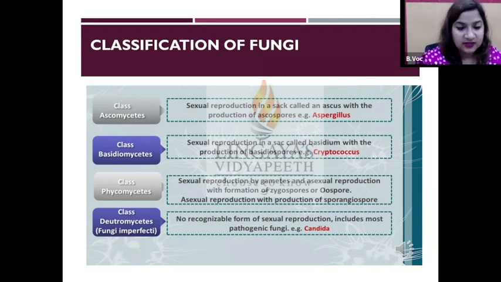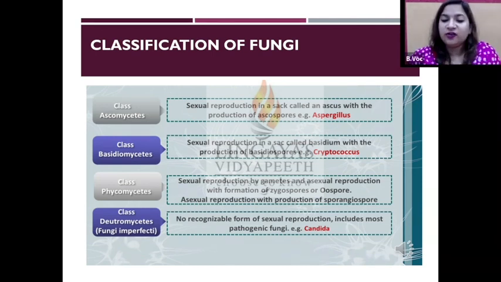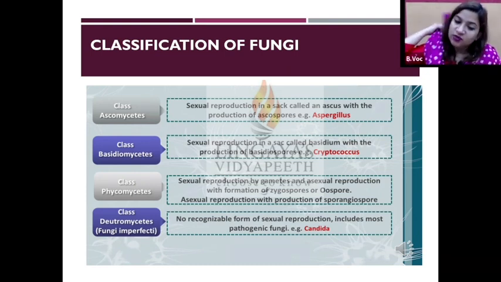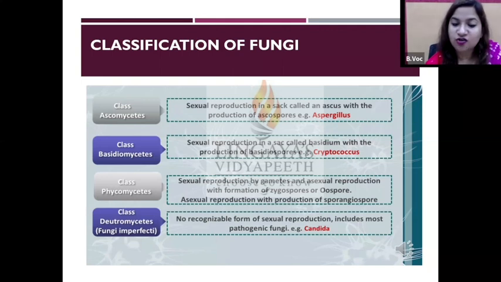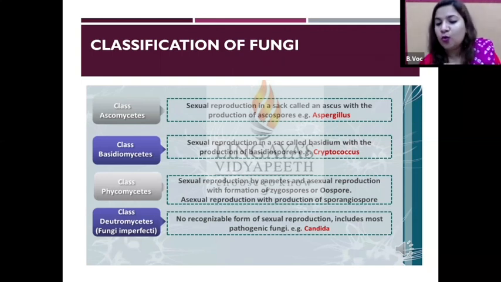Then the phycomycetes. Phycomycetes can reproduce by gametes, forming zygospores or oospores, and also by asexual reproduction with the production of sporangiospores. Then there are the deuteromycetes, which are also called the imperfect fungi or fungi imperfecti, because there is no recognizable form of sexual reproduction in the deuteromycetes. They include the most pathogenic fungi, which is Candida.